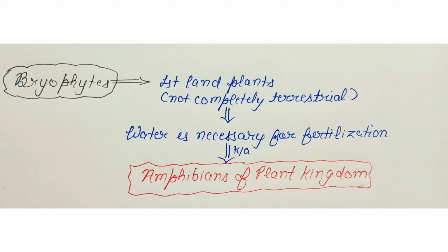Bryophytes are the first land plants. But these are not completely terrestrial. Bryophytes को पानी की requirement होती है for their fertilization. That's why the bryophytes are called as amphibians of plant kingdom.